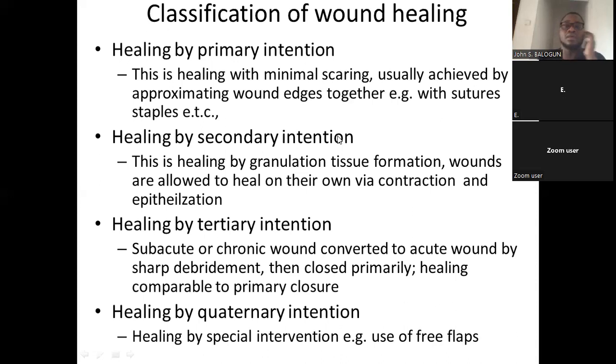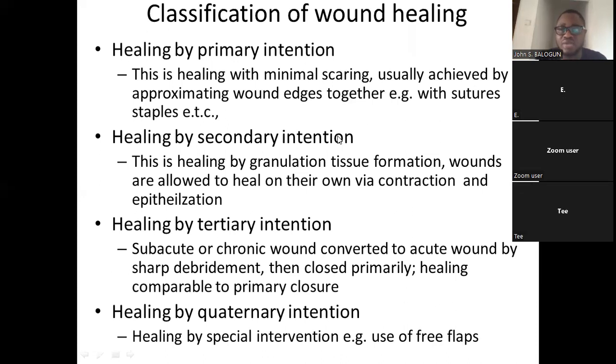Let me come again. Once you meet a wound and you see that the wound edges are apart, and you bring them together with sutures or staples or even with strips, by bringing the edges together, you are ensuring that the wound will heal with minimal scar because the two edges are in contact together. And once they're in contact, the scar that will form will be minimal. So in that instance, the wound healing is by primary intention.